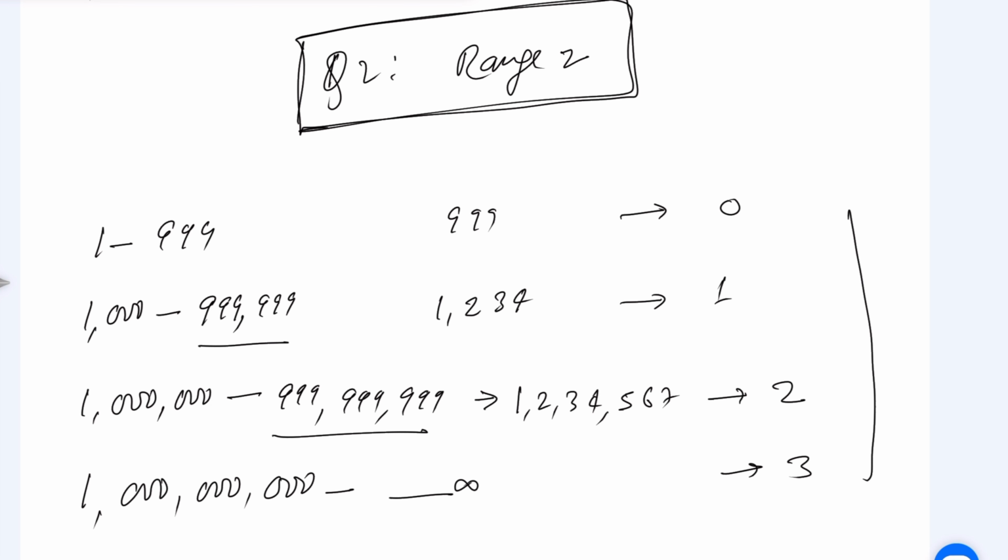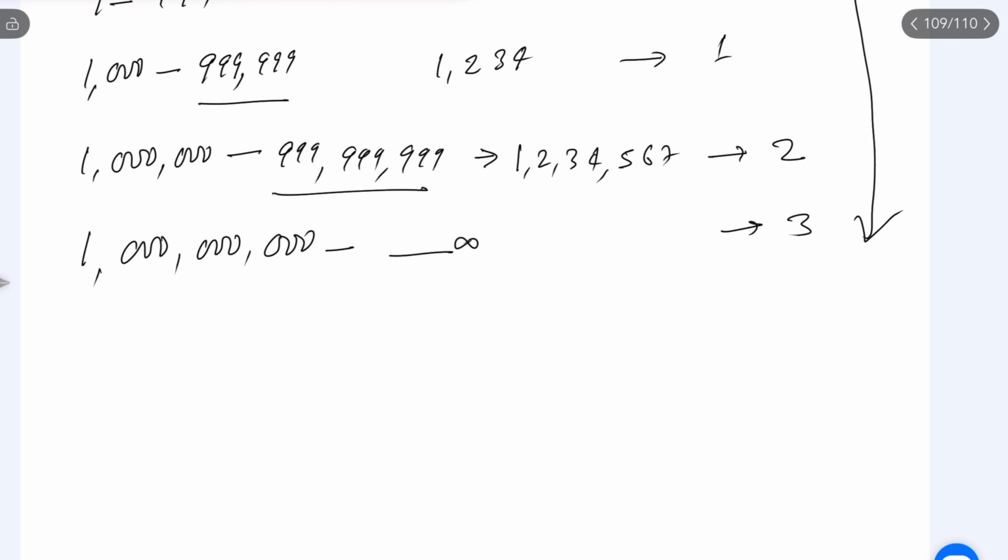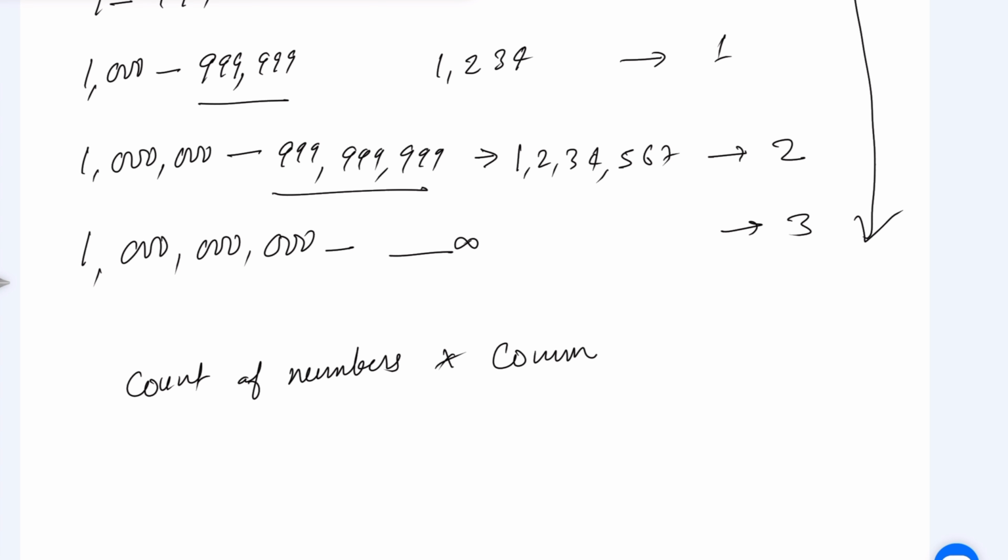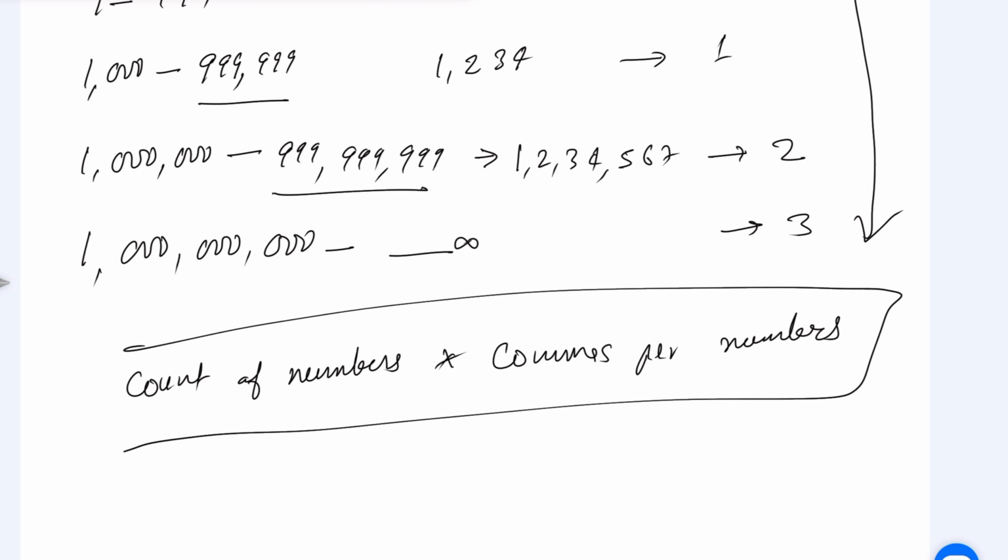If you see, the number of commas is increasing, so each range contributes some commas. Can we generalize this? We know that each range contributes some value, so we'll say count of numbers times some value, meaning the number of commas per number.